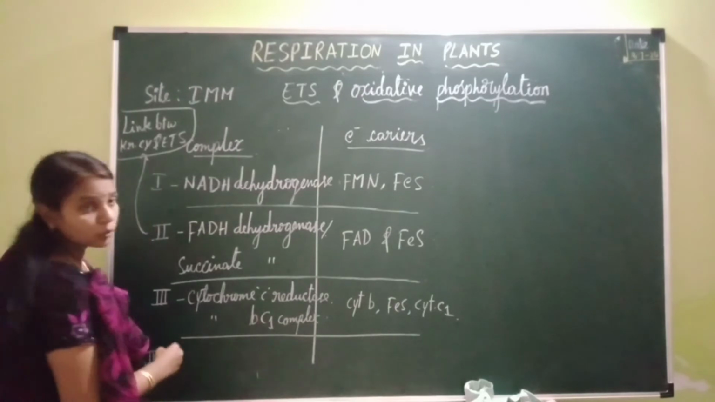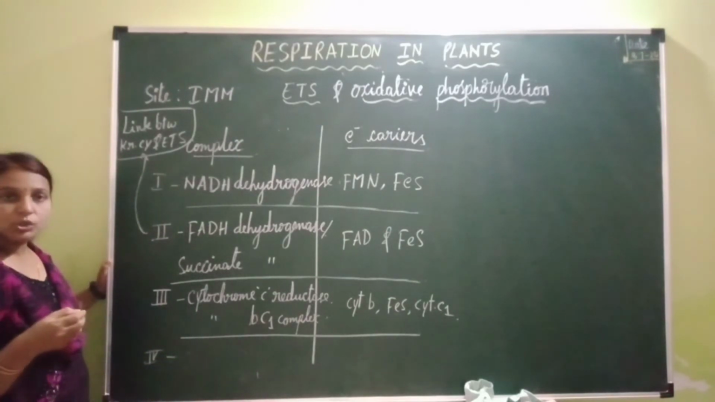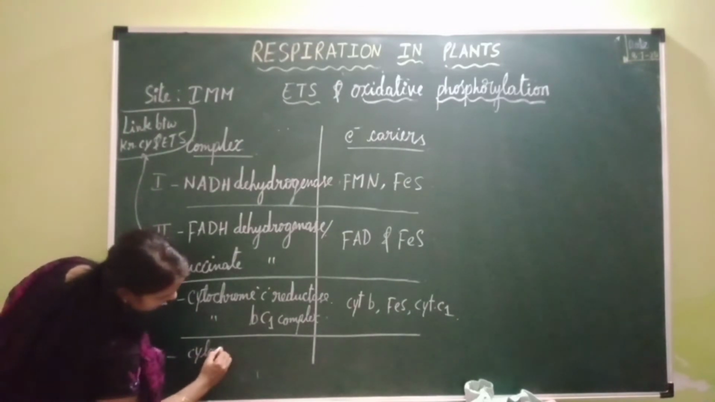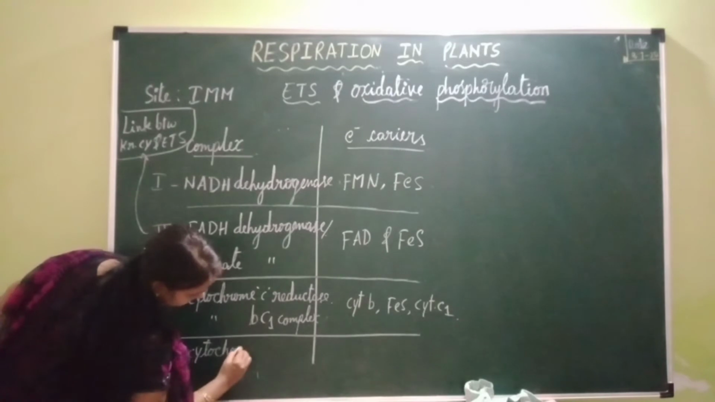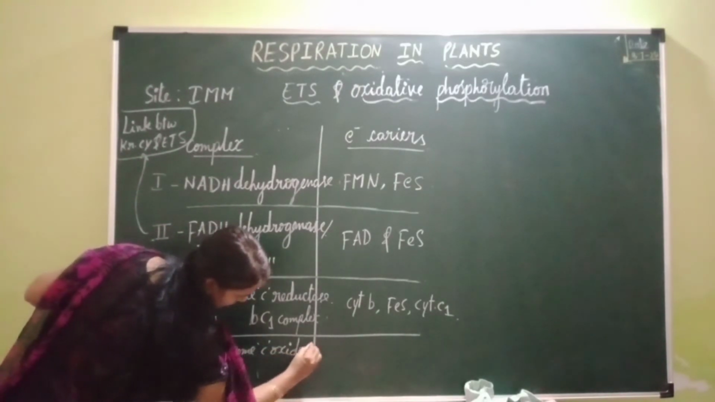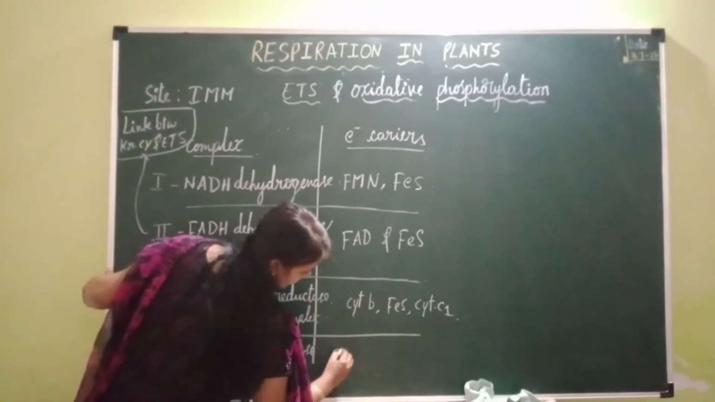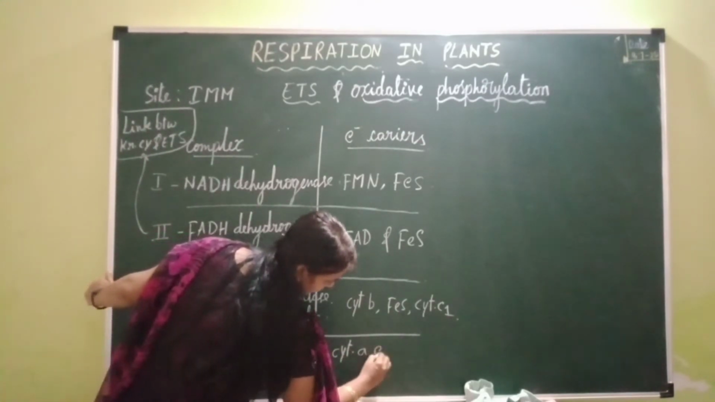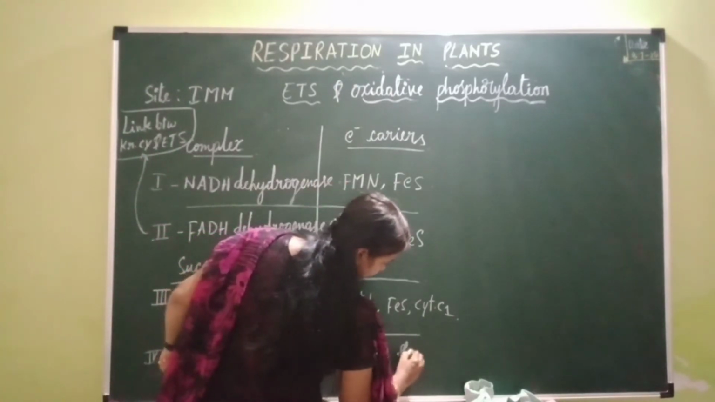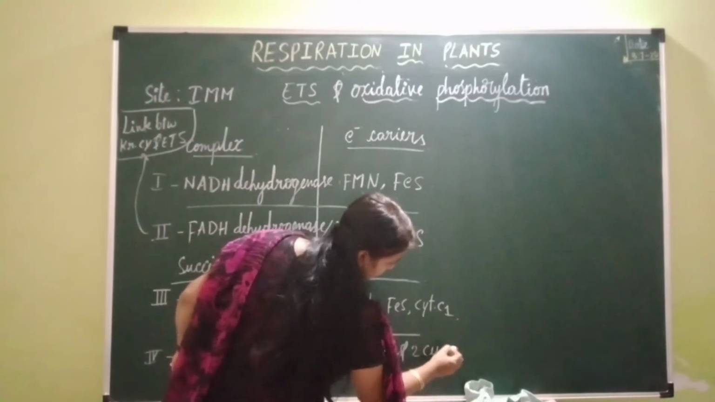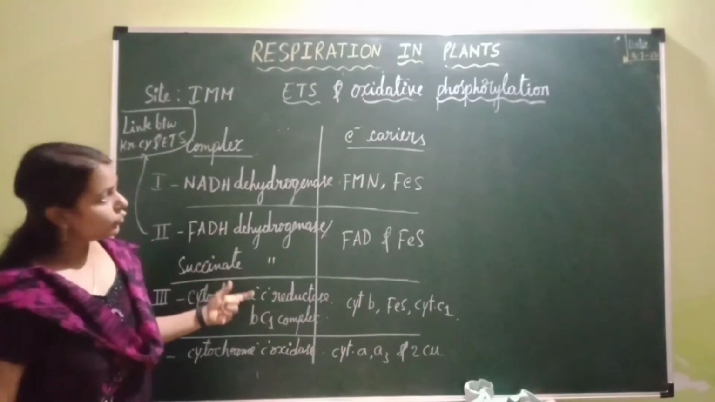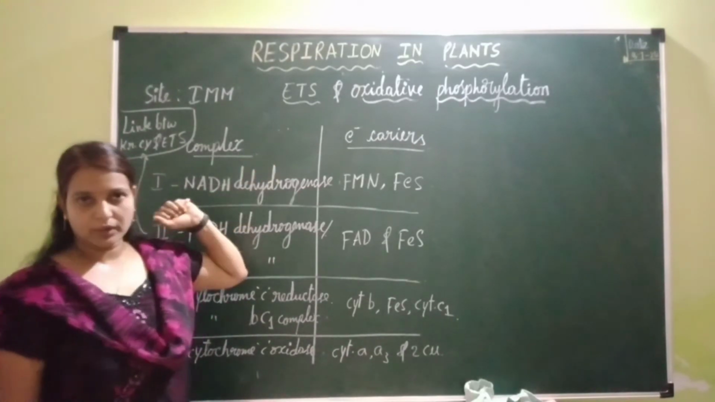Next, coming to the fourth complex. Complex 4 is cytochrome C oxidase, which consists of cytochrome A and A3 as electron carriers. Along with A and A3, two copper centers are present, that is copper center 1 and copper center 2. So these are the four complexes which are involved in electron transfer.